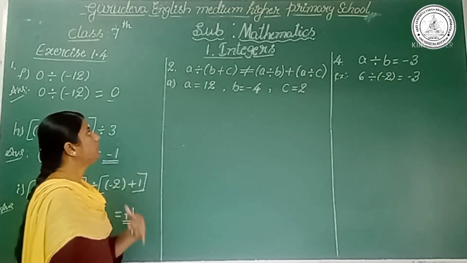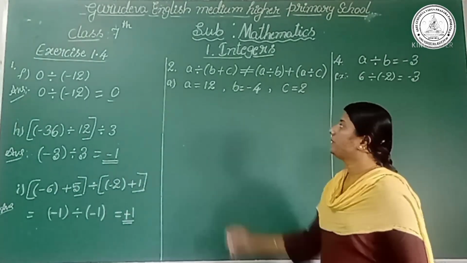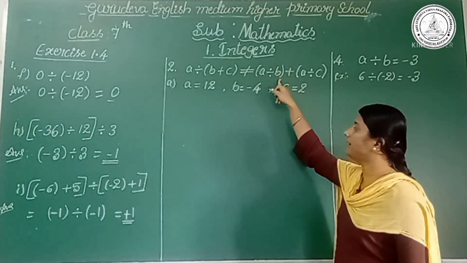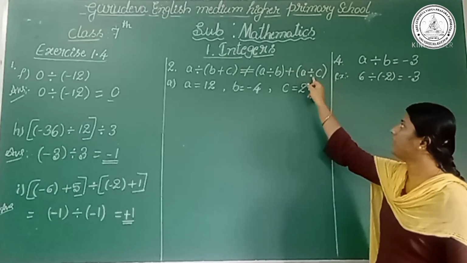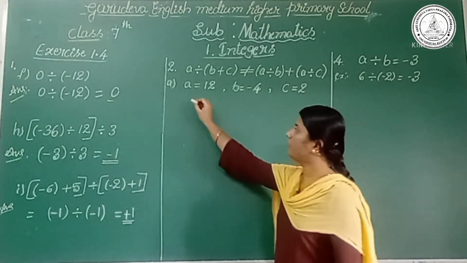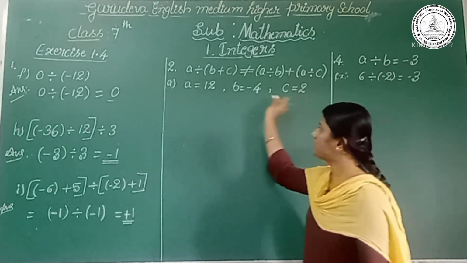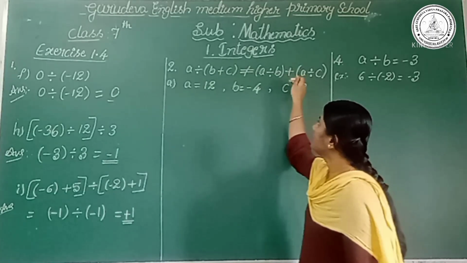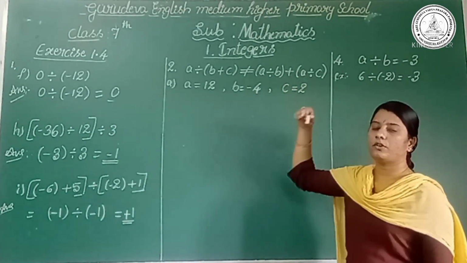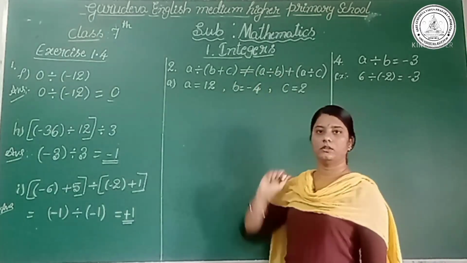Okay. And the second question is: verify the following. A divided by B plus C is not equal to A divided by B plus A divided by C for the following values. So here they are given the values of A, B and C. So we have to substitute these values in the given property and check whether it is equal or not.